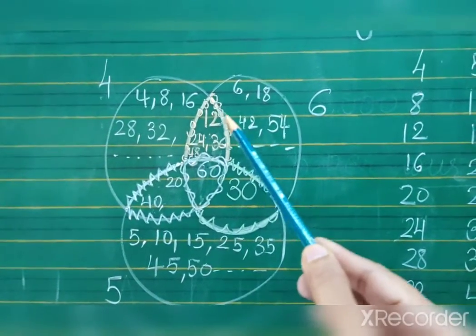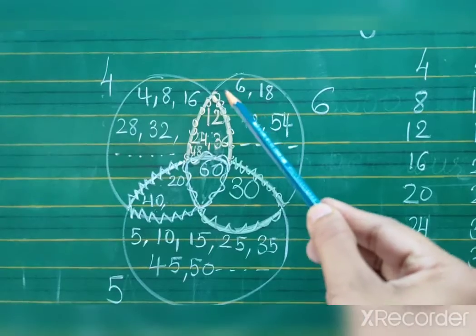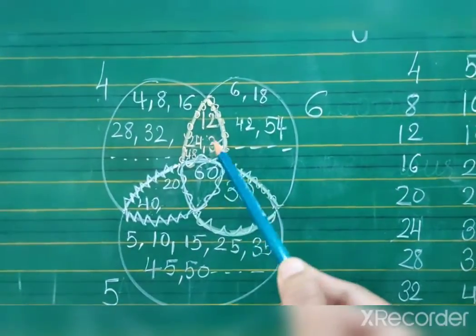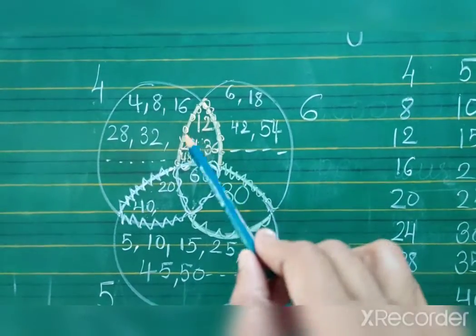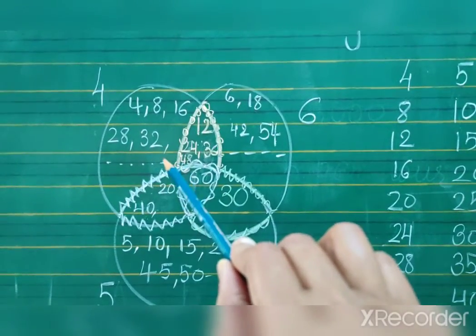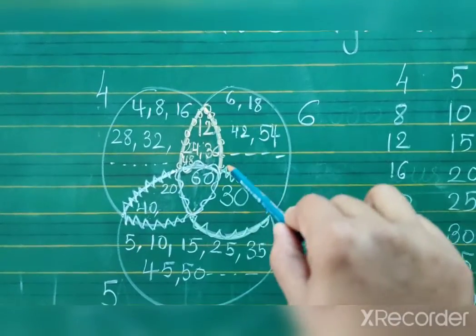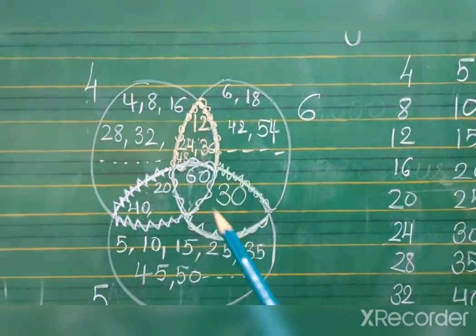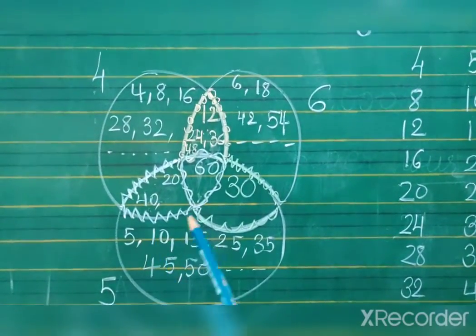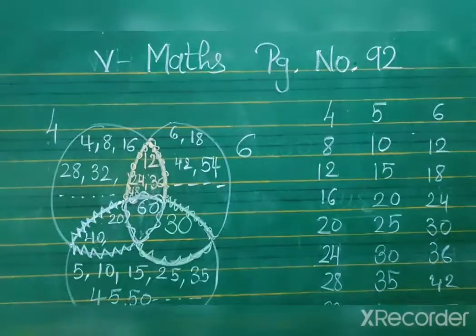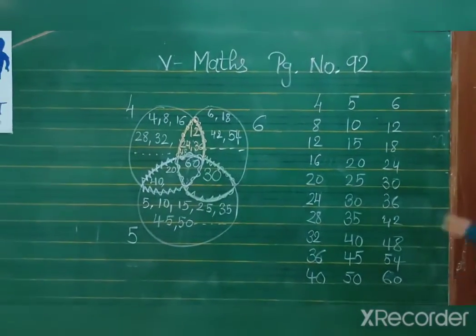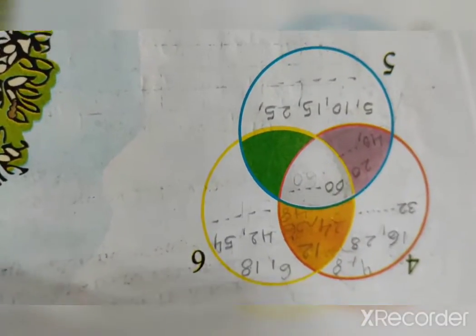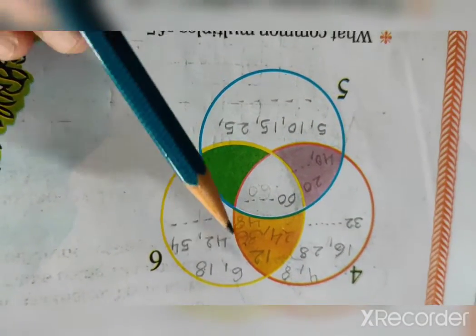So you can see here the uncommon ones: 4 1s are 4, 4 2s are 8, 4 3s are 12. 12 is divisible by both the numbers 4 and 6. So in the common portion you can see 4 6s are 24 also, 4 7s are 28, 4 8s are 32, 4 9s are 36. It is divisible by both the numbers 4 and 6, and 4 10s are 40. So 40 is common to both 4 and 5. Clear? So in this way you will do your work. If you have any query, you can ask me. In this way your circles will be prepared.